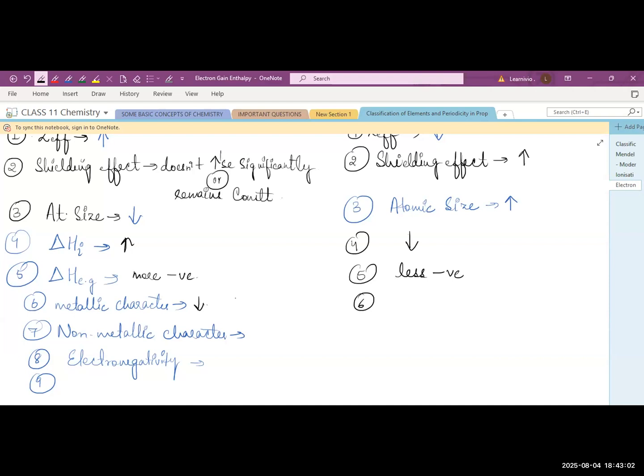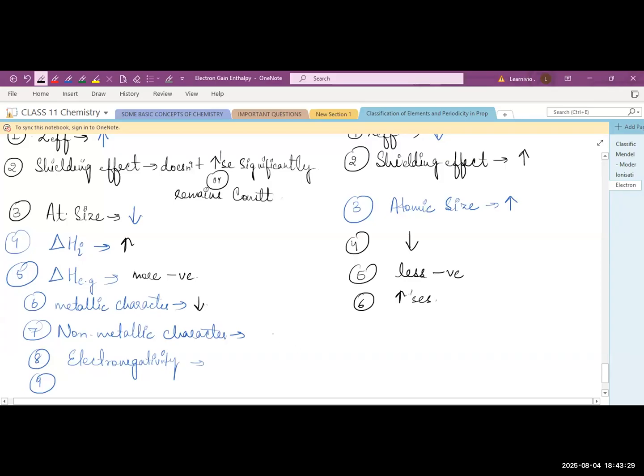Your alkali metals, your alkaline earth metals, right? So basically your S block elements, they are metals and they are present on the extreme left. So metallic character obviously decreases when you move from left to right. And in a group, the metallic character increases. Okay, what about the non-metallic character?